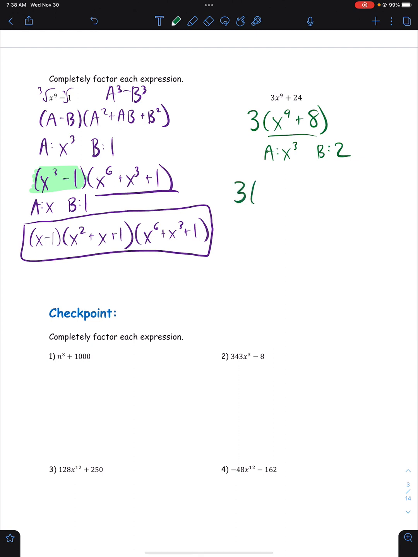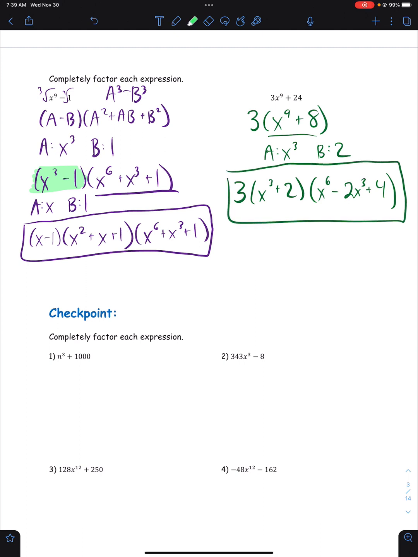So that would be same sign. And then that would be a squared, so x to the 6th. You change the sign, a times b plus b squared, which is 4. Check it. Could I factor this anymore? No, I can't. So that would be my answer.